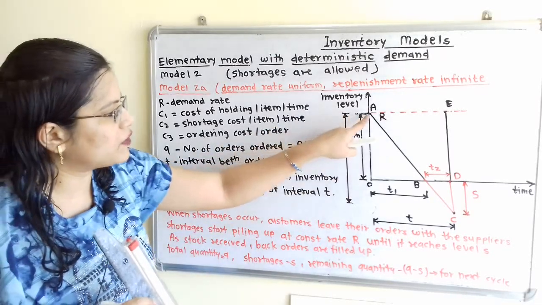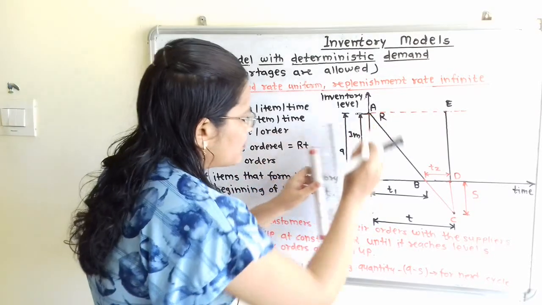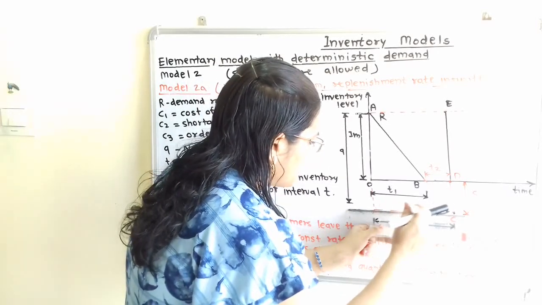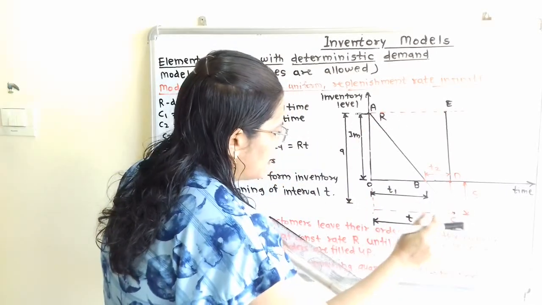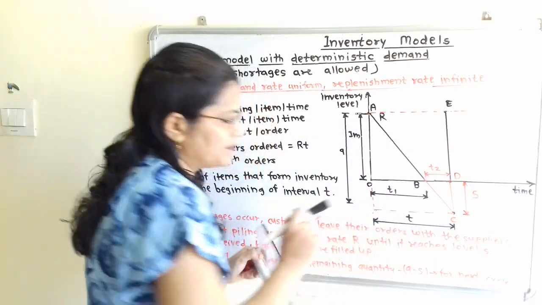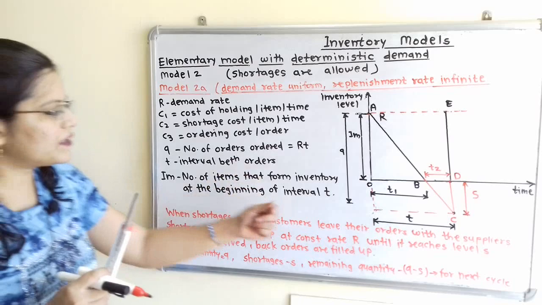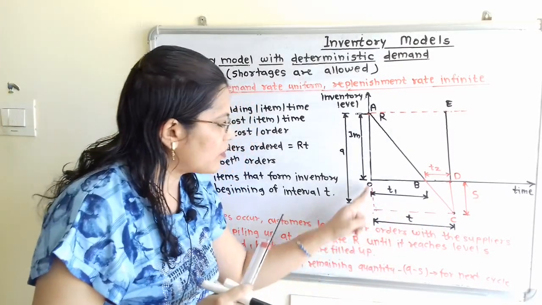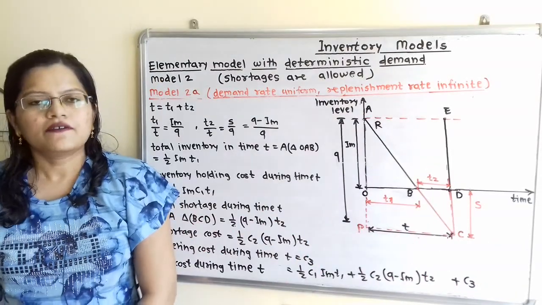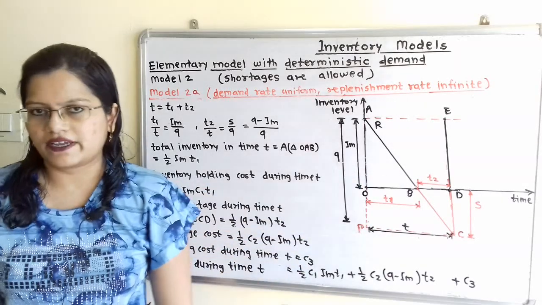So this Q is equal to, so now if we complete this triangle, if we observe here from this point A, if I draw the line, that is the construction line, then here is the triangle, and in this triangle this Q is equal to this R multiplied by this T. So we can say that Q is equal to RT. Then T, interval between orders, because this is the time for the first cycle or one cycle. We will understand the important formulae related to model 2A with the help of the diagram.